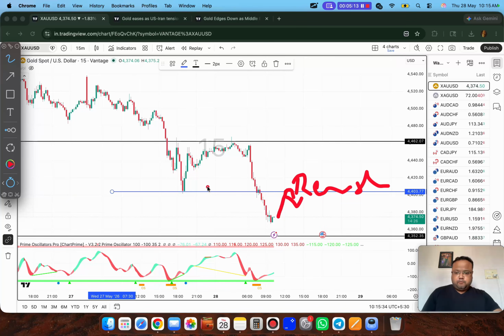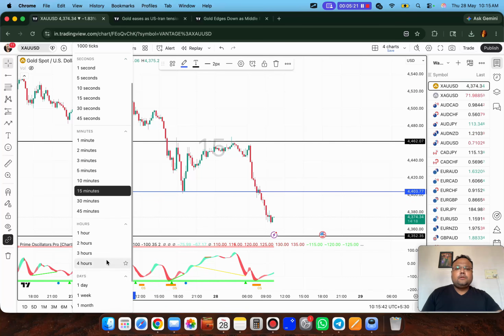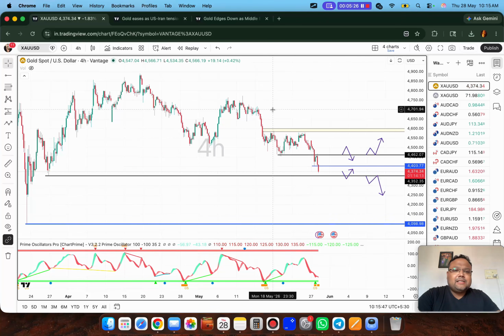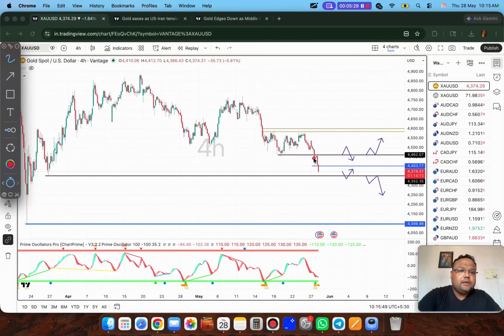And if the market shows further upside, then we can look for a sell around 4460, 4465 as well here at the top. But chances are very less. If the market goes up, then we can look for a sell around 4460, 4465. But chances are less that the market will be able to go to that level. Anyways, gold is full of surprises.